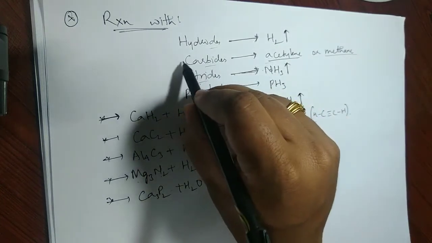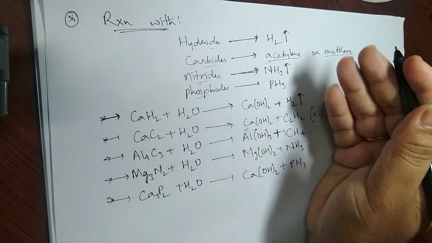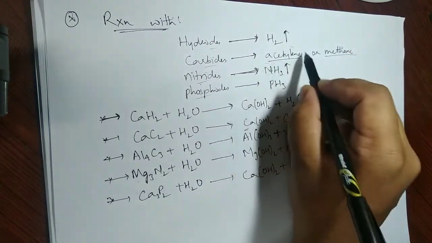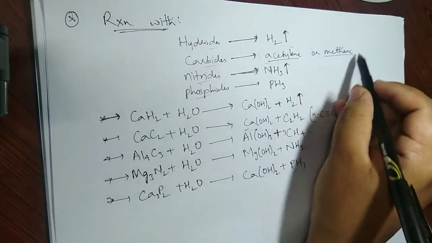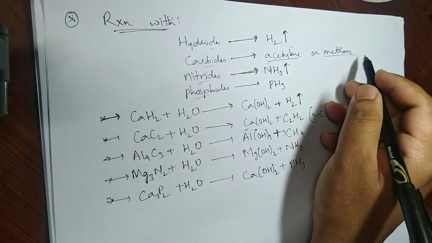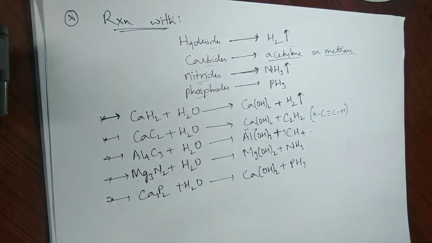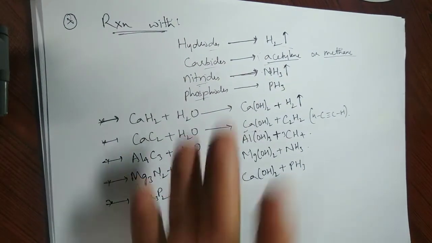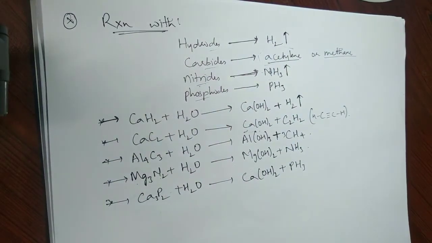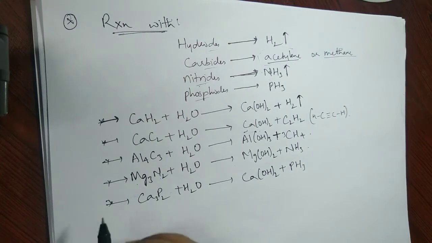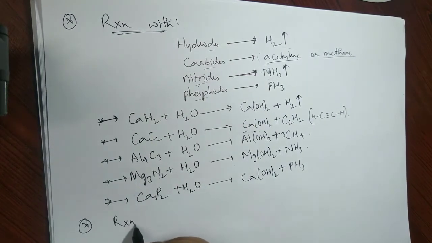Suppose you have a doubt in carbides, acetylene or methane, when should you choose what? Acetylene, generally you see it with an even number of carbons. With an odd number of carbons you generally see methane. Fine. So on a whole, these are the reactions with the respective hydrides, carbides, nitrides and phosphides. Okay, that's enough. Now let me move on to a further one.